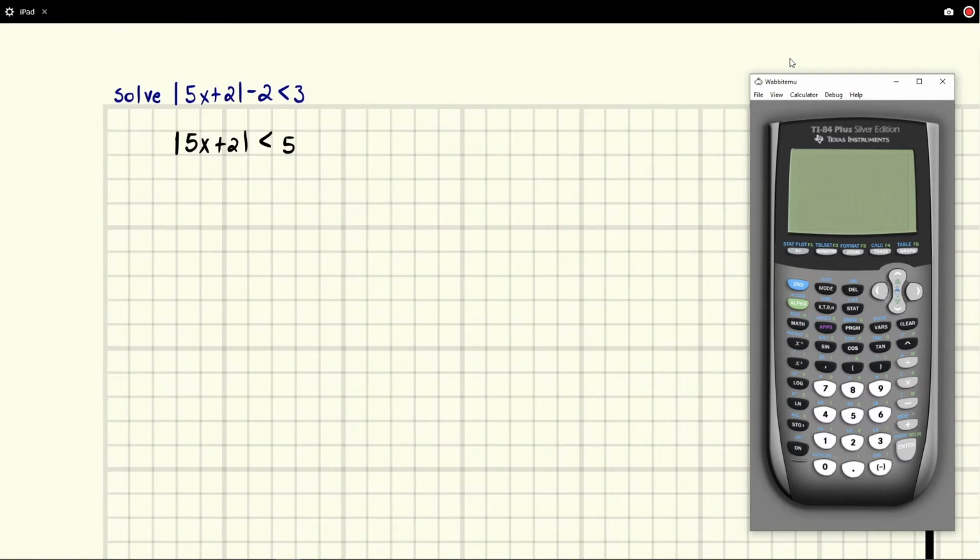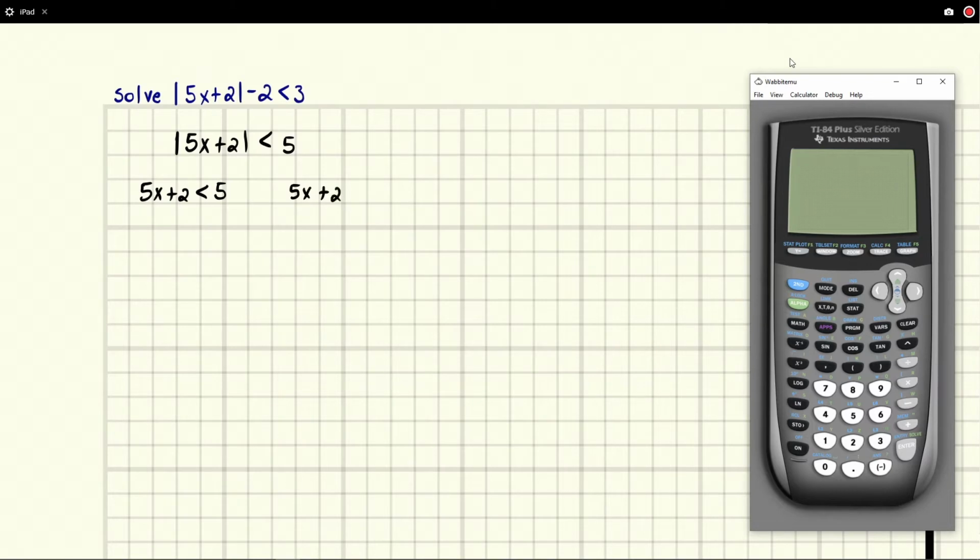All right, so now we need to figure out what values in here are okay that would make this inequality true. So let's just consider some. We want to be less than 5. So if we picked 4, that would be fine. And if we picked negative 4, the absolute value would make it positive 4, so this would also be fine. So what we want is we want 5x plus 2 to be less than 5, right? That's what we want.